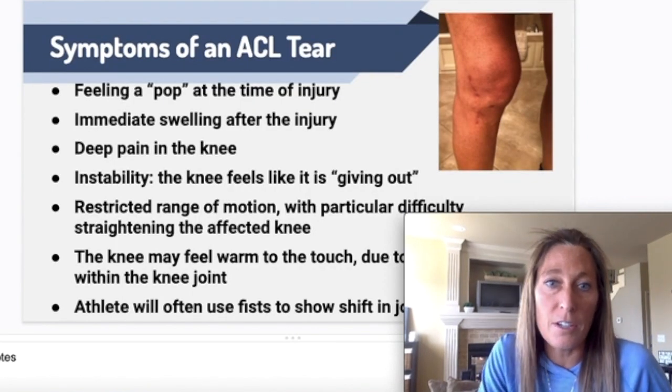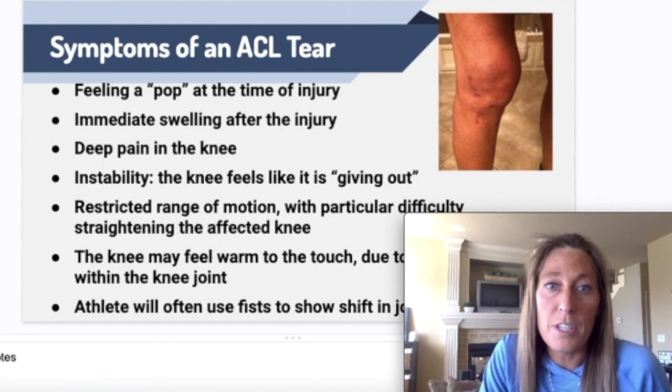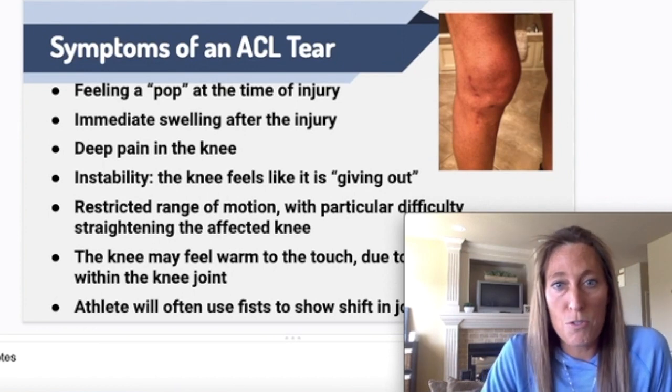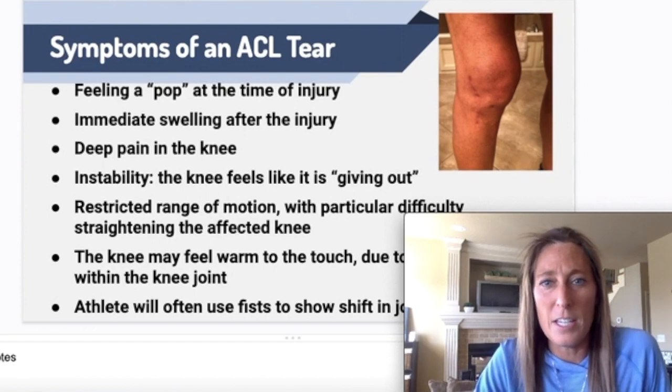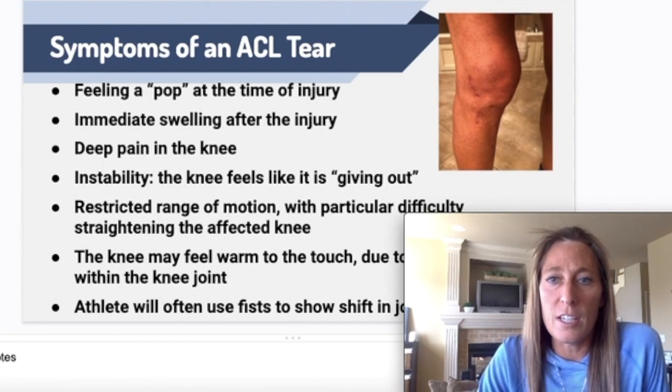Symptoms of an ACL tear. Oftentimes you will feel and maybe hear a pop when the injury happens. There's going to be most likely immediate swelling of the injury. There may be a deep pain in the knee. You just don't know what's wrong. You know something's wrong. Oftentimes instability. The knee just kind of gives out.